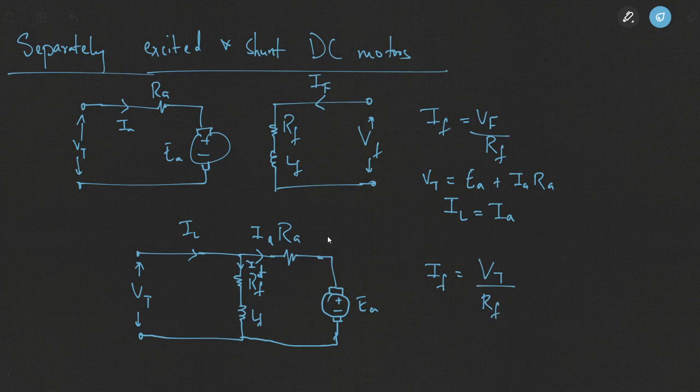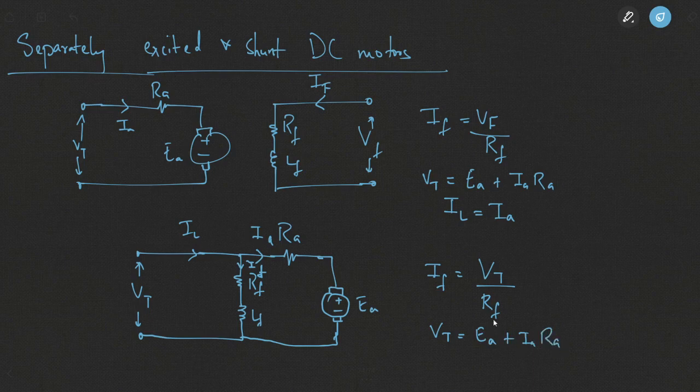Now in case of a shunt DC motor, you can see you are only using one DC power supply to feed both the field windings as well as the armature windings. In case of a separately excited DC motor, you will have to use two different DC voltage sources. This is your IF equal to VT by RF, and VT in this case will be equal to EA plus IARA.